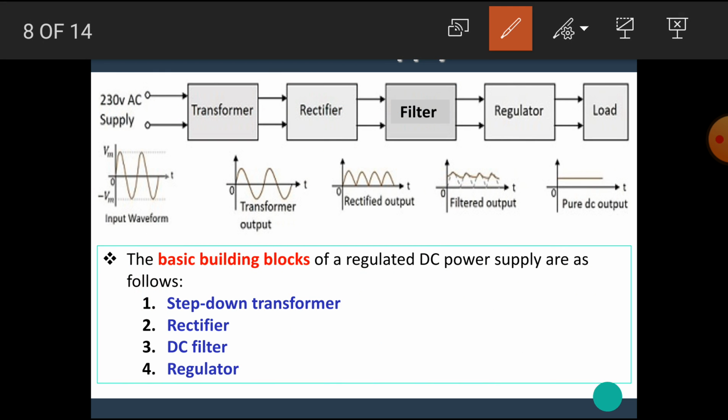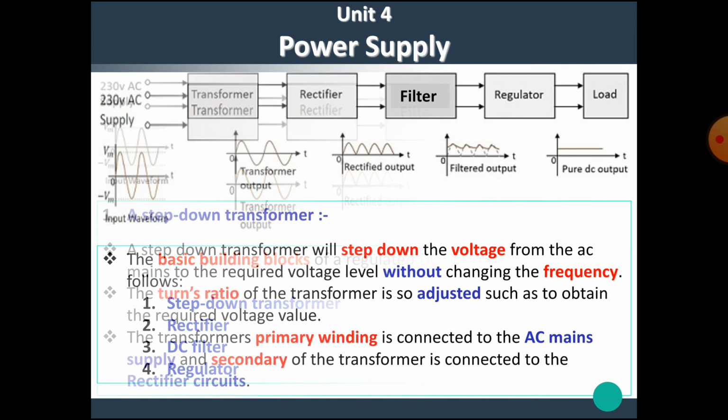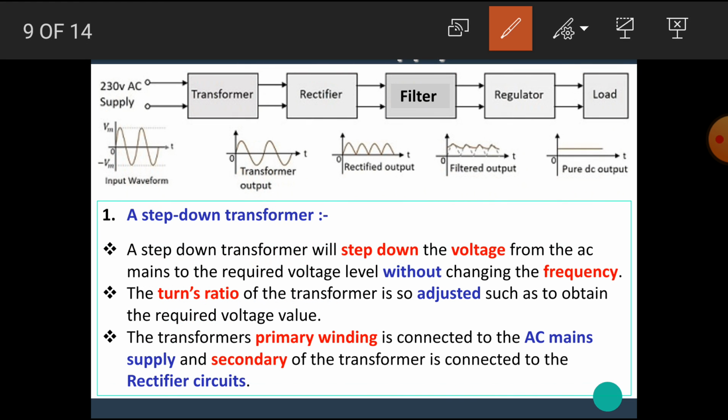The basic building blocks of a regulated power supply are as follows: step down transformer, rectifier, DC filter and regulator. Okay, the first block is the step down transformer. Here we know that there are three types of transformer. First one is isolation transformer, second is step down transformer and third one is step up transformer. Okay, the transformer is chosen according to the application.